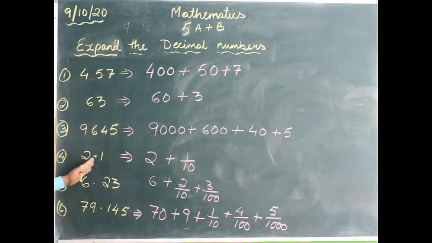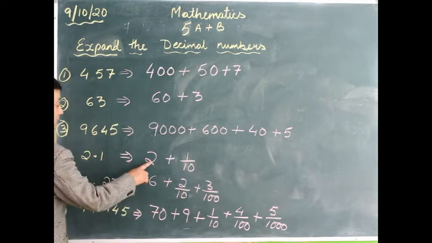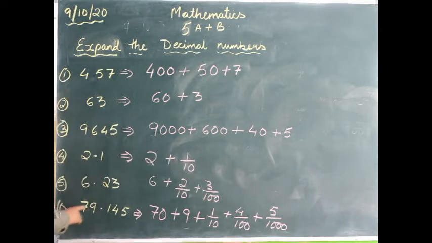Then we have 2.1. This is ones, this is tenths. So when we expand, 2 plus 1 tenth. 6.23, 2 is in the tenths place, 3 is in the hundredths place. So when we read this number, 6.23. But when we expand, we write 6 plus 2 tenths plus 3 hundredths. Let's look at this. 70 plus 9 plus 1 tenth, 4 hundredths, 5 thousandths.